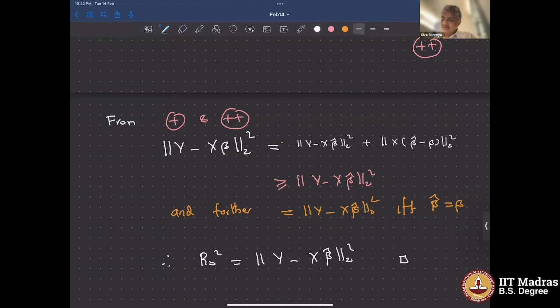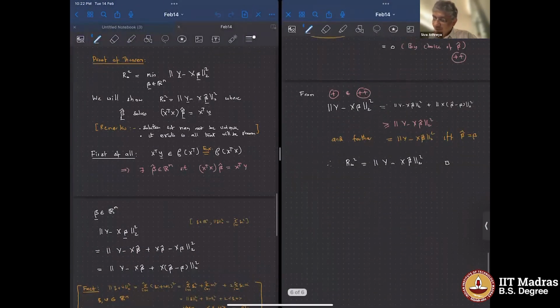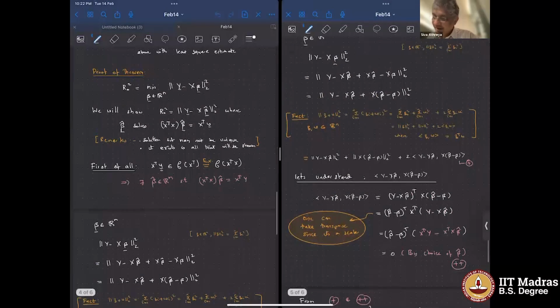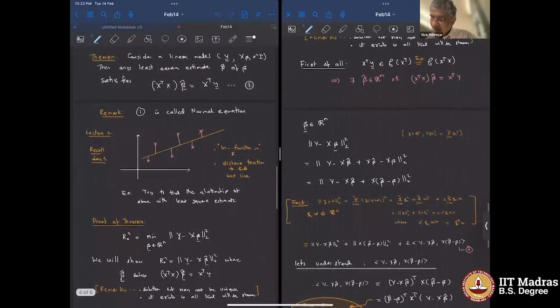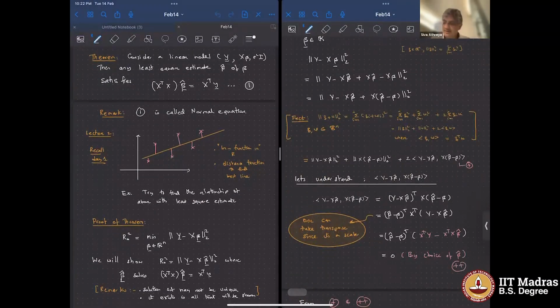Right. So let me just go back and structure this. I was trying to prove this theorem, the fact that if you have a linear model, the least squares estimate is the one that solves equation 1, which is the normal equation. So I was trying to prove that.